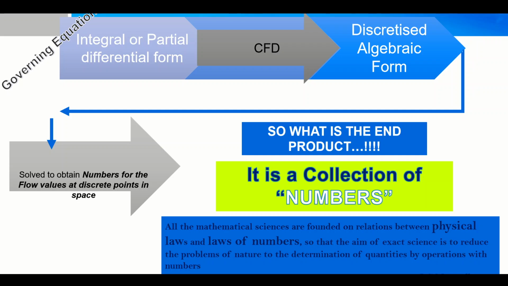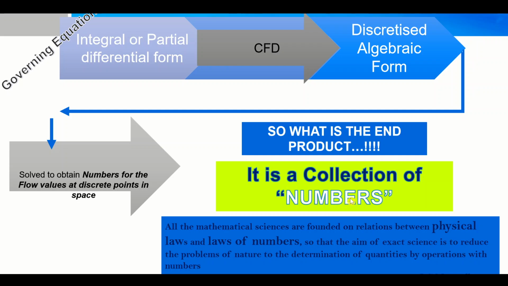Based on the numbers, we have to decide about the convergence. We have to decide whether the solution has been solved appropriately or not. As we proceed with the applications, when we are solving some cases, we will understand more easily. So do not worry about it if this is going above your head, okay? That is what I just wanted to mention at this moment, that the end product of CFD simulation is a collection of numbers.